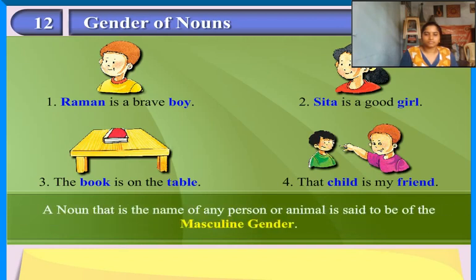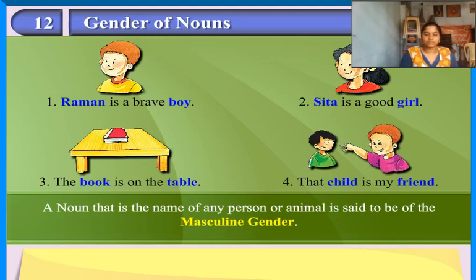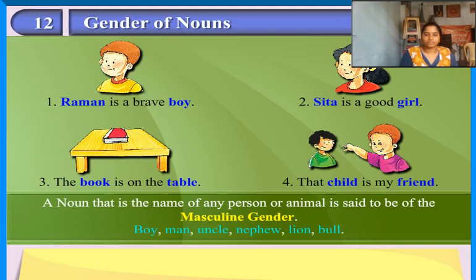A noun that is the name of any person or animal is said to be of the masculine gender. For example, boy, man, uncle, nephew, lion, bull.